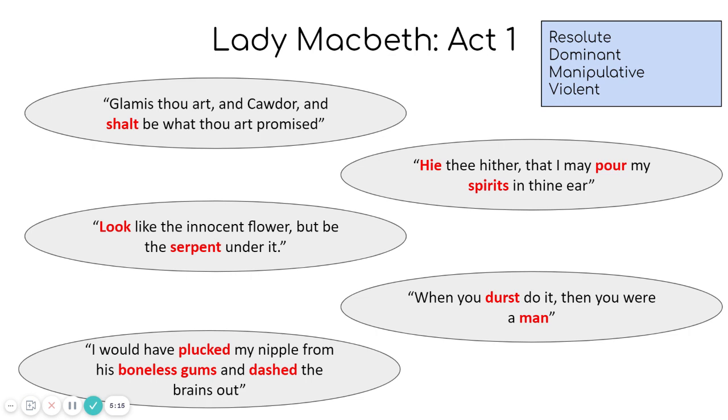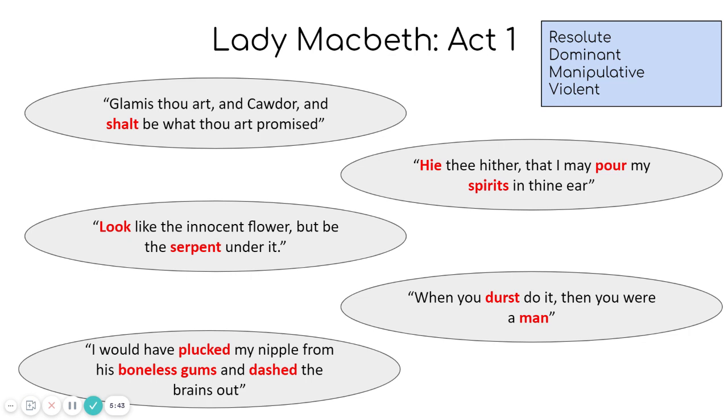So the first one there, "Glamis thou art, and Cawdor, and shalt be what thou art promised." Hopefully you remember from Year 11 that this comes from Lady Macbeth's first monologue, after she has read Macbeth's letter that tells her about the prophecies and about the fact that he is predicted to become king. Now, after reading that letter, her ambition is ignited. She wants it. She wants to become queen, and she wants her husband to be king.